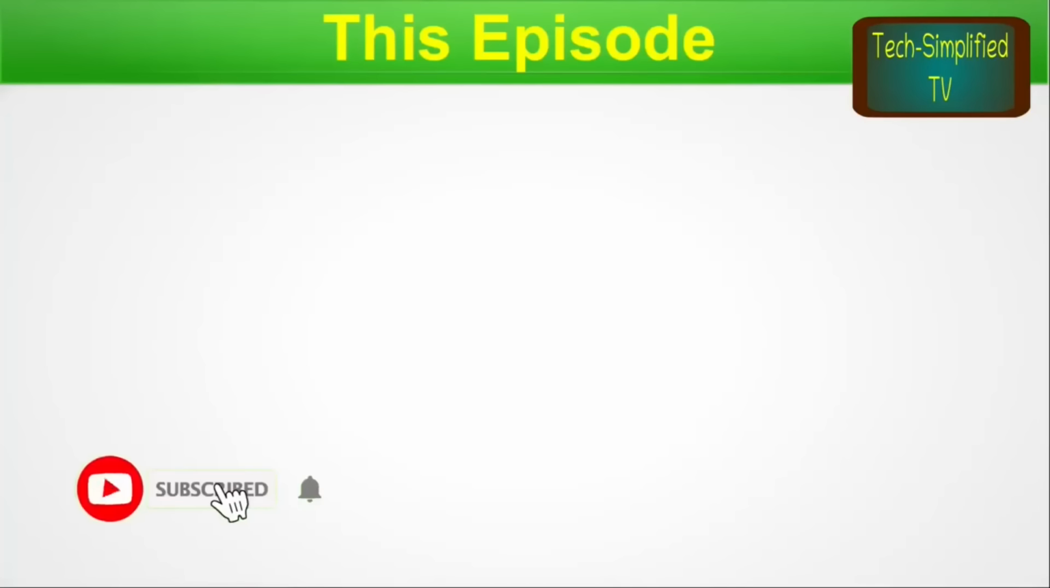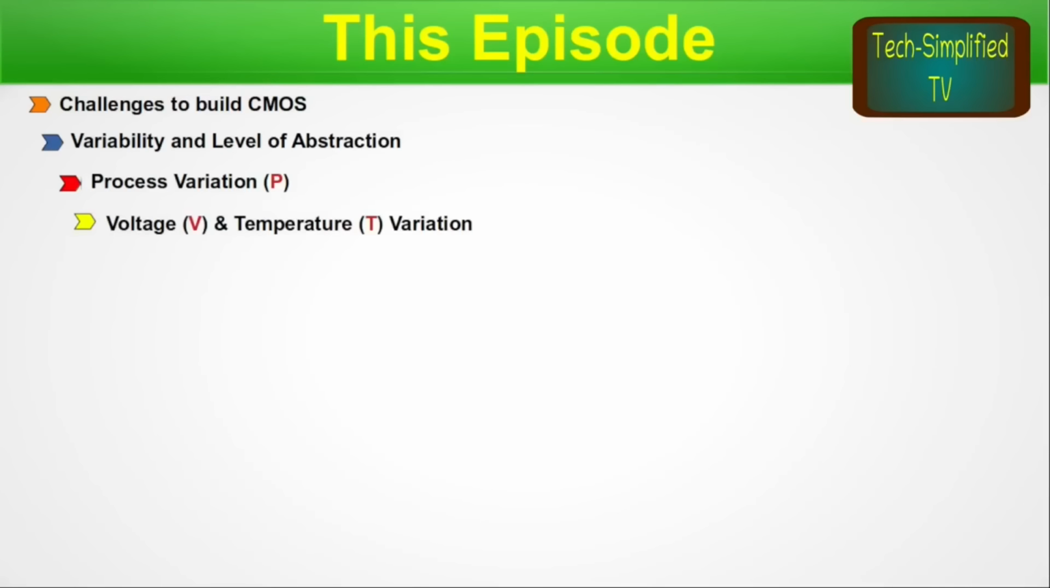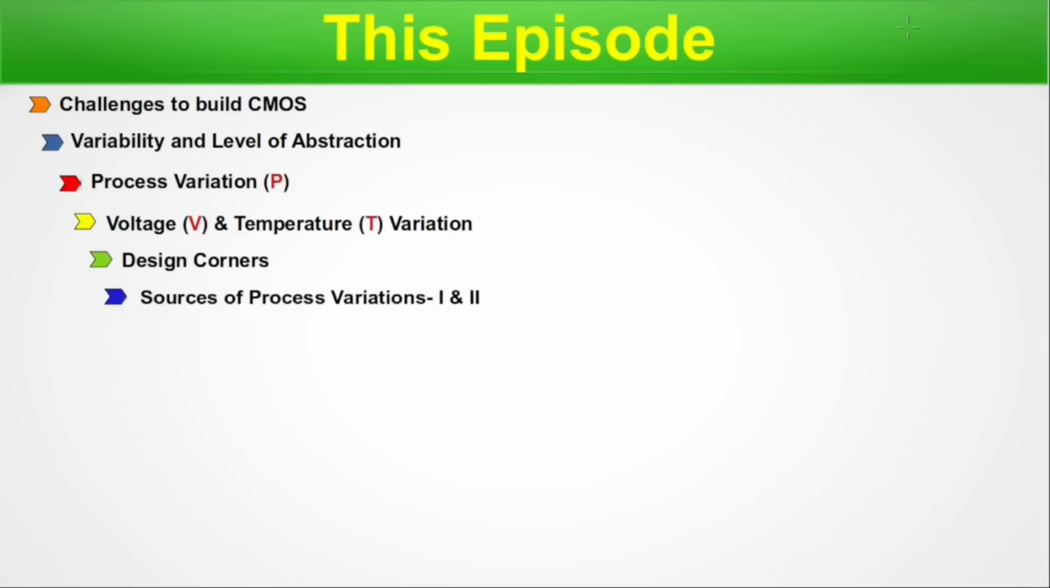Now let's take a look at the pointers we are going to discuss in today's episode. First, challenges to build CMOS. Second, variability and level of abstraction. Next, process variation. Next, voltage and temperature variation. Next, design corners. After that, sources of process variations. There are 2 slides on this topic.